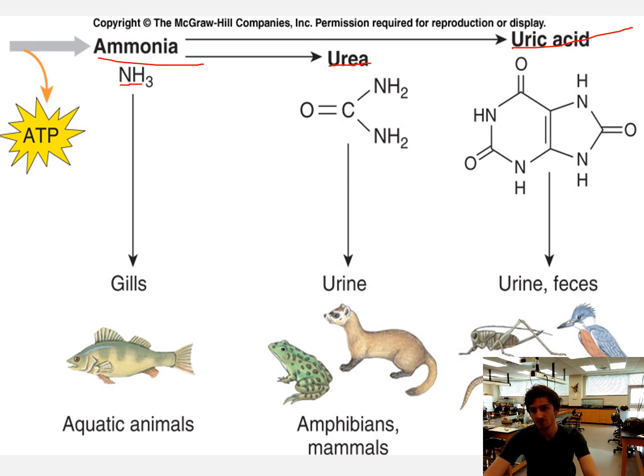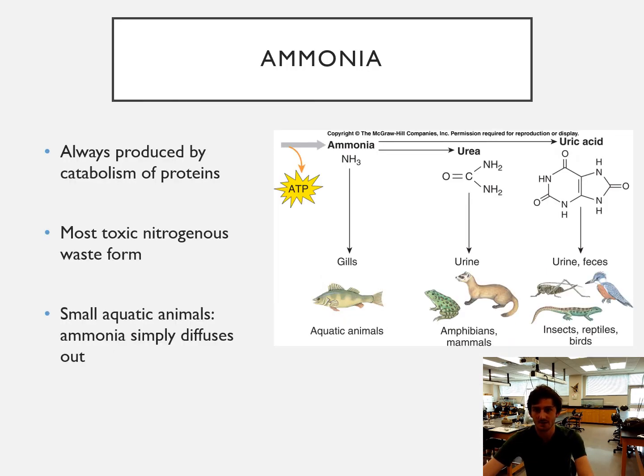So we convert it to urea, which is the structure here. It takes a lot of energy, but it's much safer for our bodies. So we can store urea for short periods of time. Uric acid is formed, and you can see it's a very complex structure. It has these carbon rings and double bonds. So this is extremely energetically expensive to produce, but it's not toxic, and it saves a lot of water. So a little bit more detail.